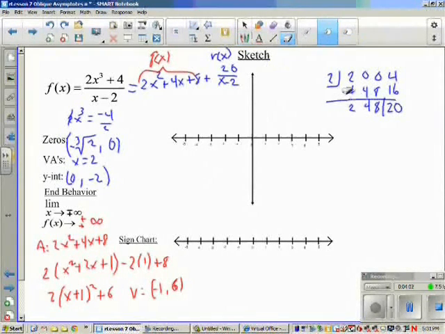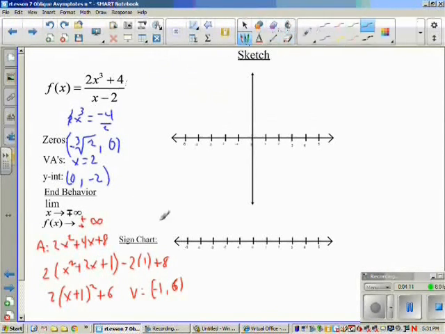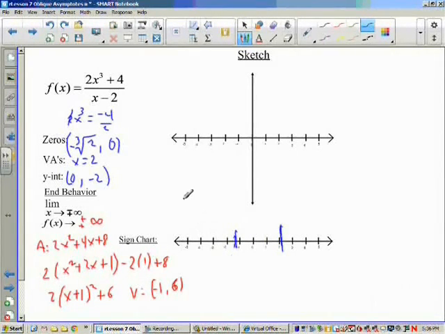I'm going to erase this stuff that's going to get in the way and do my sign chart. My critical places are between negative 1 and negative 2, and over at positive 2 is my vertical asymptote. So between here I have to know signs. Our end behavior, we know that as a parabola that opens up, we're going to end positive on the left, positive on the right. And in the middle, we've got the value when x is 0 is going to be negative 2, so in the middle it's got to be negative.